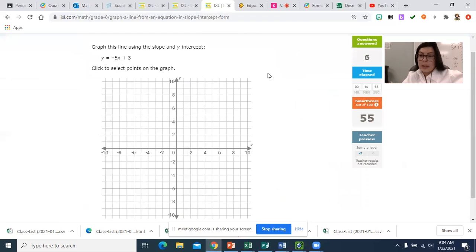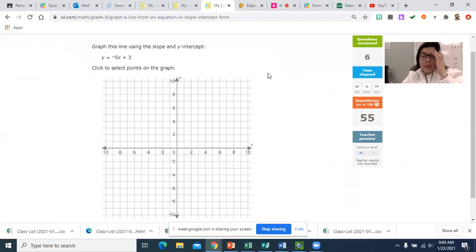Okay, it might look like this. That just means you have negatives. Now, what's your y-intercept? The number without x or y. It's going to be 3, so put a point at 3, always on the y-axis. Always, always, always. The y-intercept beginning point always goes on the y-axis. What's your slope?